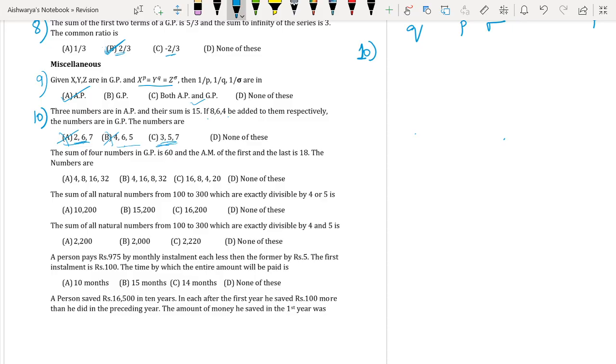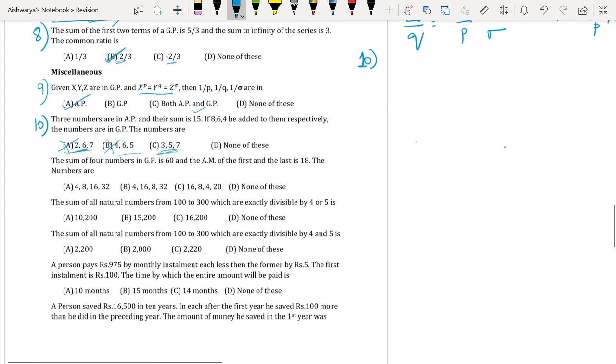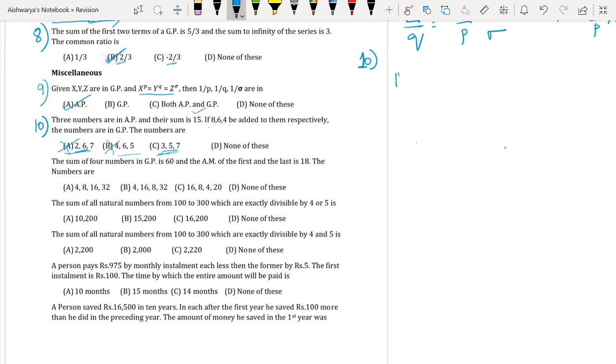8, 6 and 4 is added. So 3 plus 8 is how much? 11. 5 plus 6 is how much? 11. 7 plus 4 is how much? 11. Then the numbers become GP. Is it a GP? Yes. Common ratio is 1 in this case. So answer is option C, satisfying.